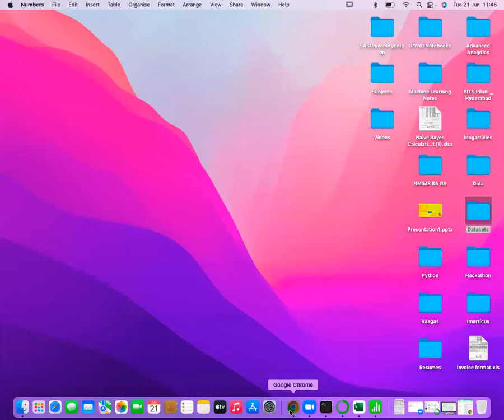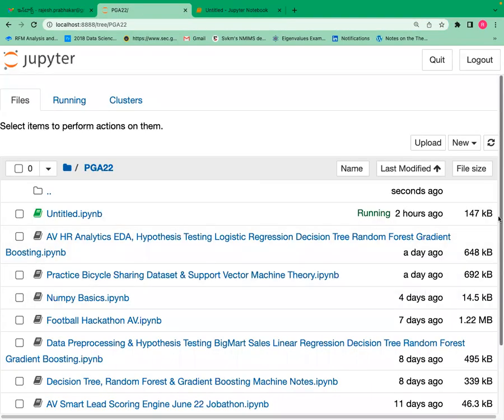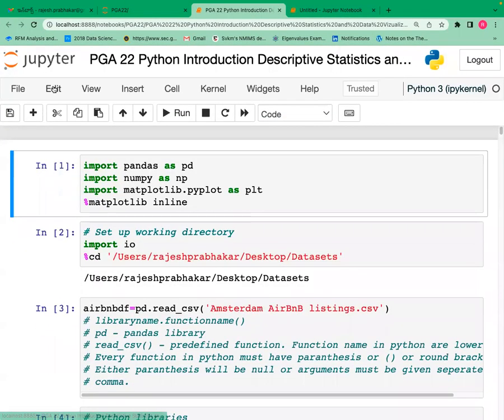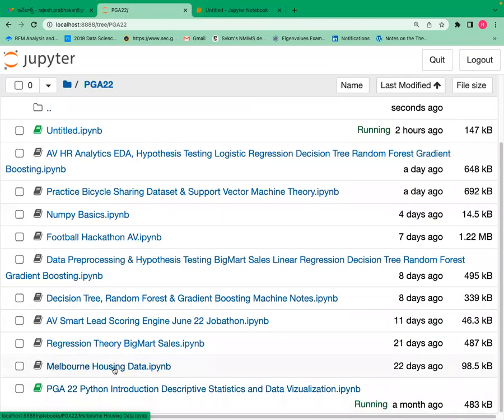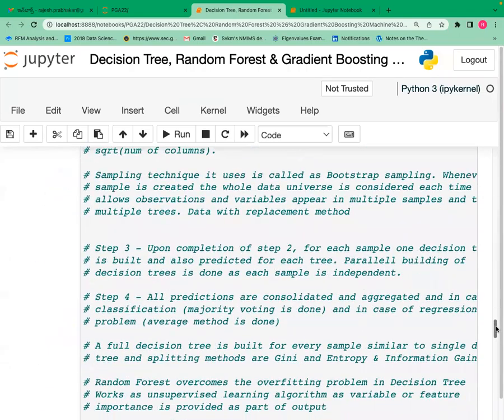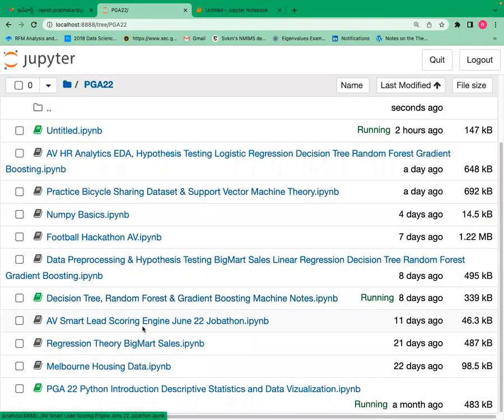I think we worked on telecom churn, right? We didn't work on it here. Logistic regression, decision tree. We have done the telecom churn. For decision tree and random forest, we have done. XGBoost and all, right? So we have not done the HR attrition.